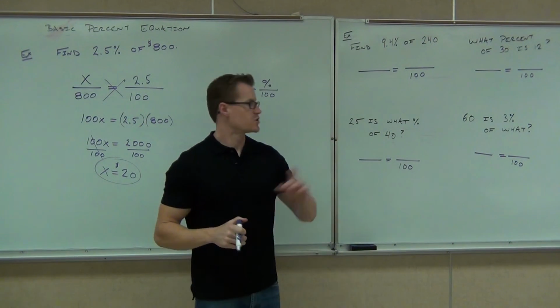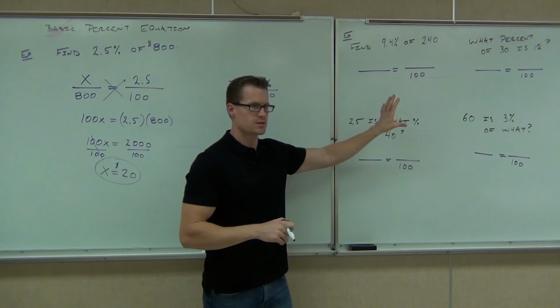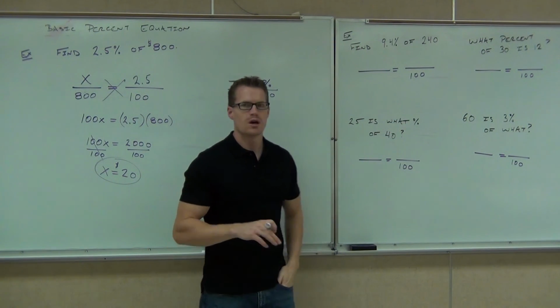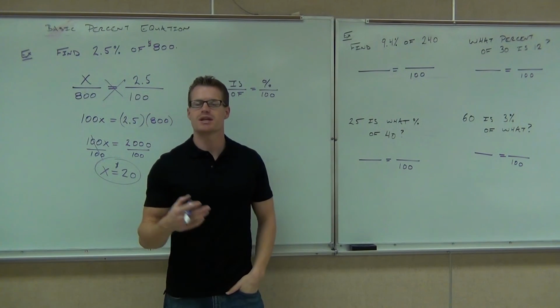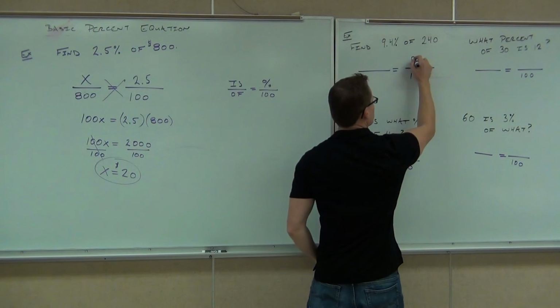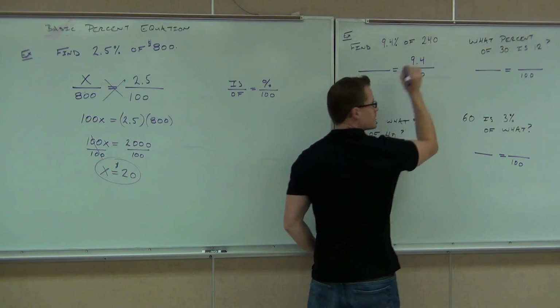Now we're going to go through just boom, boom, boom, and list out all of these problems for you. So find 9.4% of 240. Put the obvious things down first, such as the 9.4%. You know that's a percent, right? So 9.4 has to go right there. Did you get that one correct?